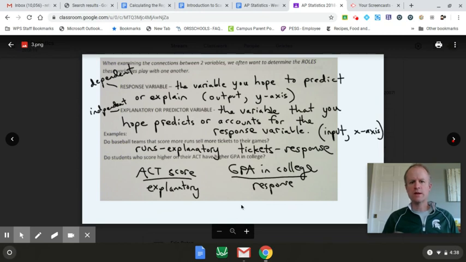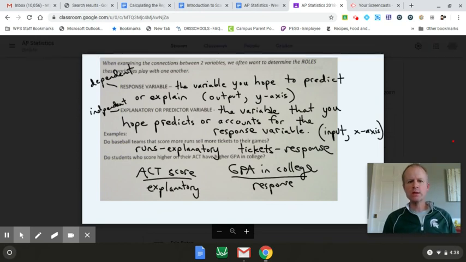So these are some definitions. When explaining the connections between two variables, we often want to determine the roles that the variables play with each other. So a dependent variable or response variable, and actually we're going to go with response, but you could think of that as the dependent variable. This is the variable you hope to predict or explain.